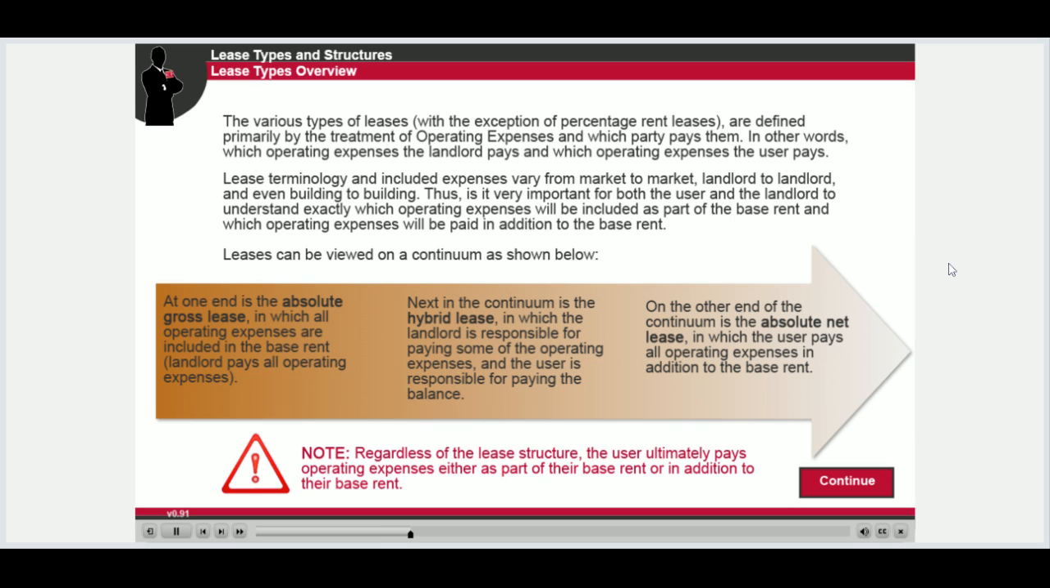Lease terminology and included expenses vary from market to market, landlord to landlord, and even building to building. Thus, it's very important for both the user and the landlord to understand exactly which operating expenses will be included as part of the base rent and which are not, on a continuum as shown below. Click the Continue button to see a detailed description of each lease type in the continuum.